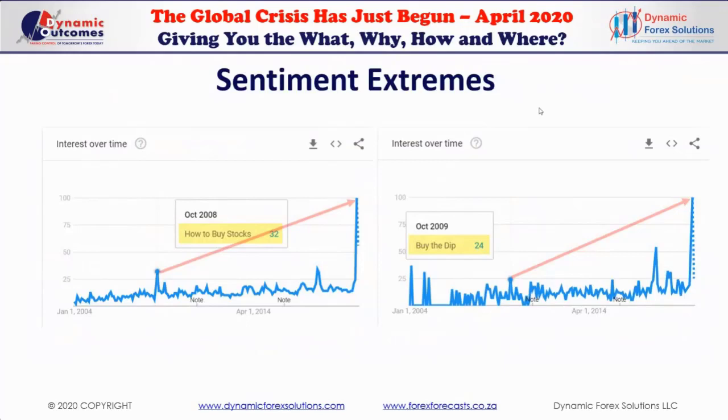Just two interesting studies here in Google Trends. Interest over time: how to buy stocks in 2008, how to buy stocks in early 2020. Buy the dip, back here in 2008, buy the dip in early 2020. So as we can see, it's a sentiment that reached an extreme of euphoria.